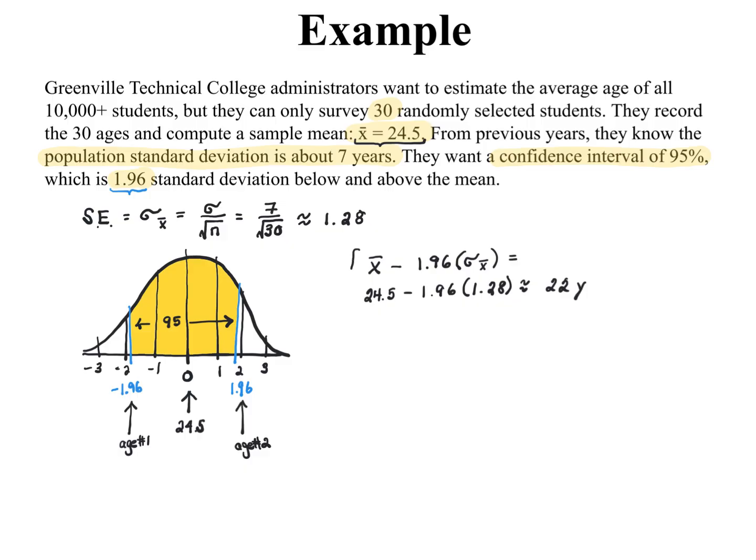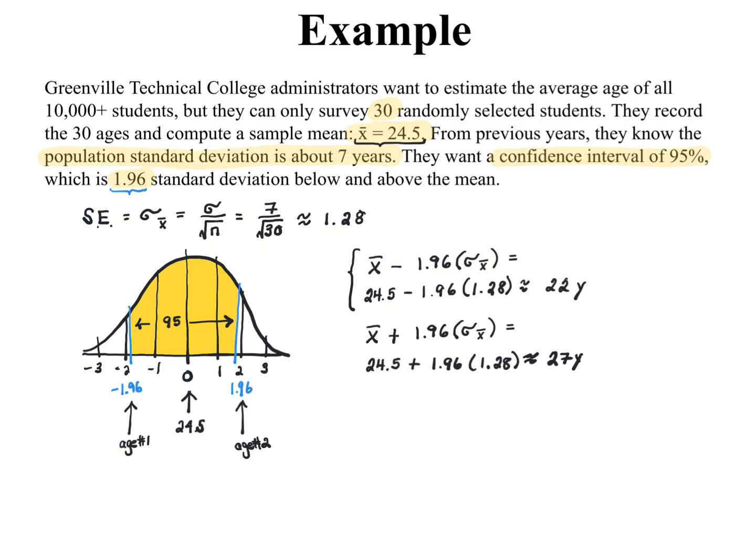So there's our first age. And then we're going to calculate the second age. And this time, we're going to add, instead of subtract, 1.96 times the standard deviation to the mean. And so the mean is 24.5, and we're going to add 1.96 times the 1.28, which is the standard deviation of the sampling distribution. And this is approximately equal to 27 years.